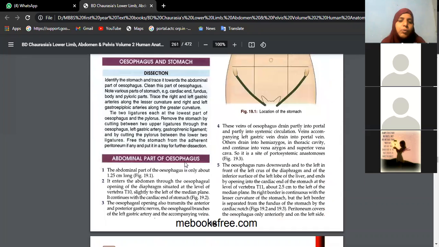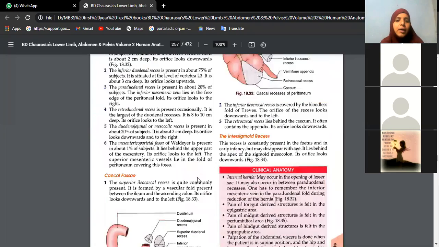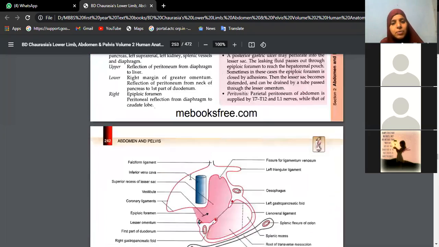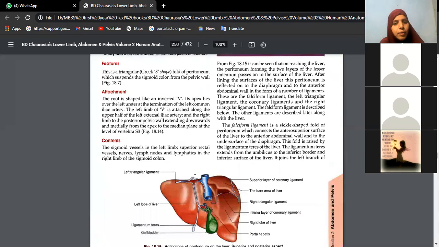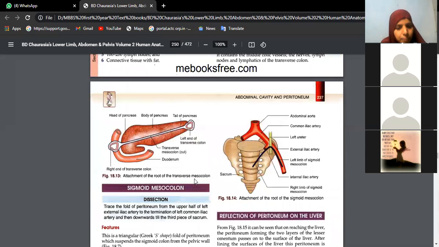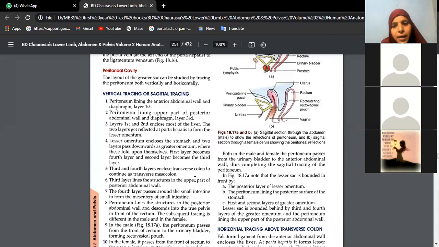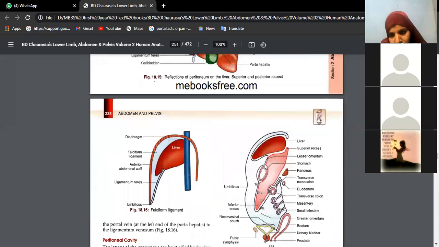Okay. Now, when you talk about greater curvature, when you just check, you will see it hanging like an apron. The greater omentum, right? See here, beta. This is the lesser. This whole thing is stomach. This is the sagittal section of the body. From the lesser curvature, you have lesser omentum. From the greater curvature, you have greater omentum.